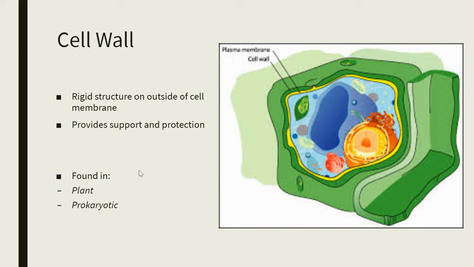All right, next up we have the cell wall. It's a rigid outside structure of the cell. It's on the outside of the cell membrane and it provides support and protection. And it's only found in plant and prokaryotic cells. It's not found in animal cells because animal cells need to be able to move a little bit more and have a little more fluid structure, but cell walls are found in plants and prokaryotic cells and it does support and protect them.